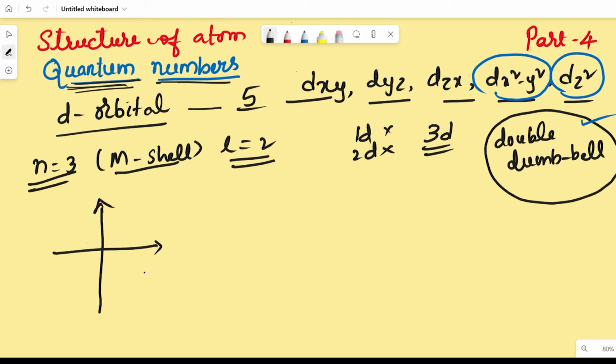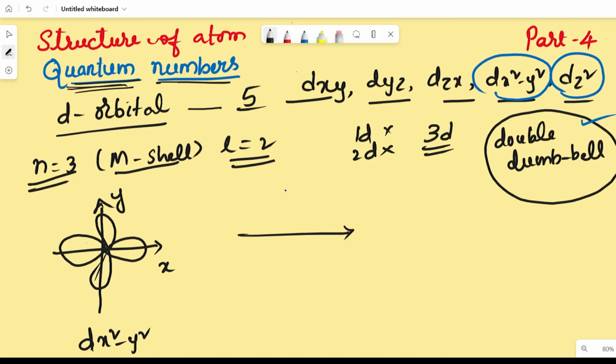Now let us draw the shape of dx square minus y square. So this is the x-axis, y-axis. Here, for the shape of dx square minus y square, the loops or dumbbells are along the axes. And dz square. So this is the z axis, and the orbital will be like this. So this is the shape of the dz square orbital. So this is all about the d orbital.